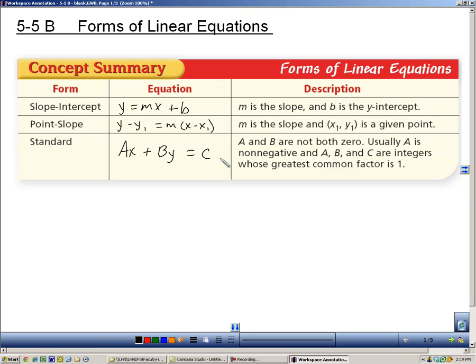All three of these are ways that you can write linear equations, and it turns out, since they all have x's and y's and other numbers, you can rewrite one of them to look like another, and that's what we're going to spend time doing to show you the relationship between all of them.